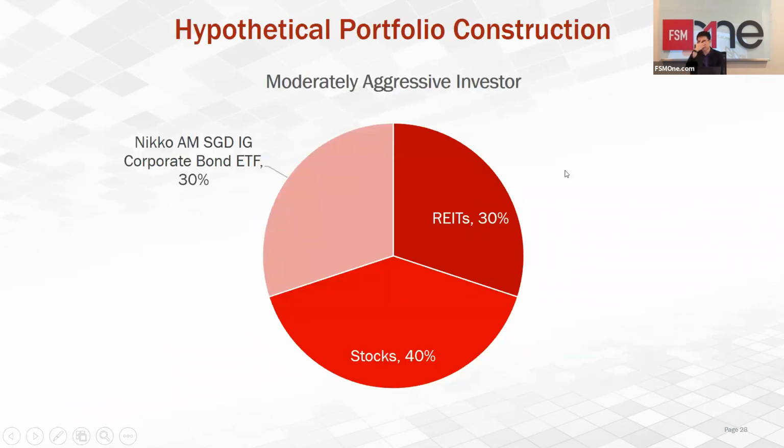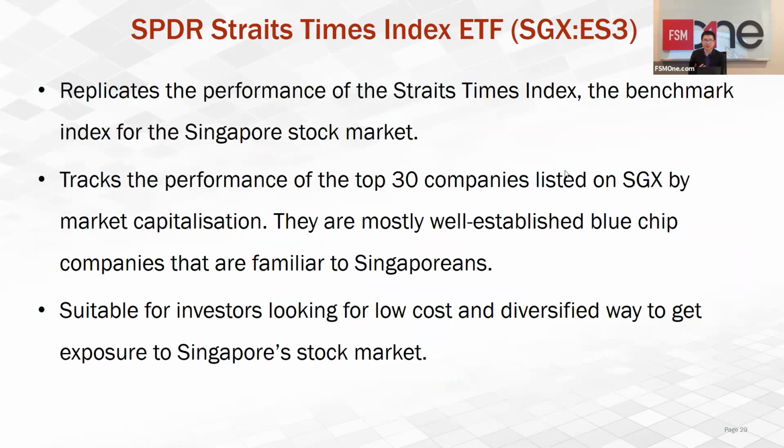Okay, so now we have selected a product for bonds. Now the next one to select is actually for the stocks portion of this moderately aggressive investor. So I think for stocks, especially if you're looking at the Singapore stock market, then I think the ETF to go for is the SPDR Straits Times Index ETF, the one that I have highlighted just now. So it replicates the performance of the Straits Times Index, which is the benchmark index for the Singapore stock market.